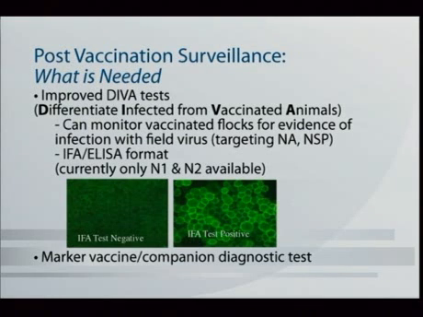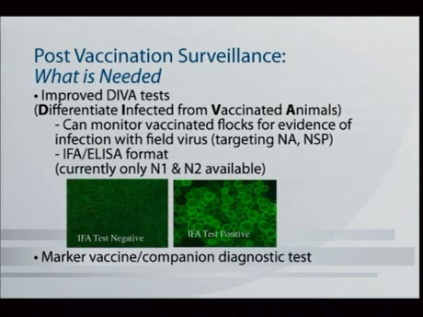So in the case of neuraminidase, what you do is use a vaccine in the field that has a different neuraminidase than the field strain. And then you develop a test that will detect the antibody to the field strain. So if it's positive on this DIVA test, then you know the birds were infected with field virus and not vaccine virus. But we really need to focus on the development of better DIVA tests.